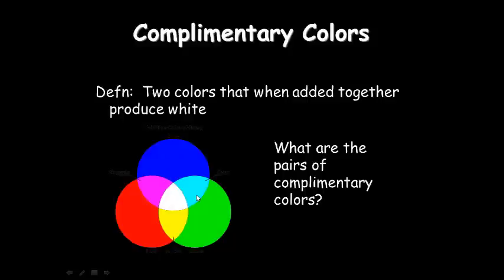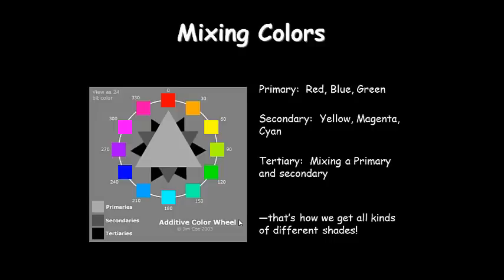Red's complement is cyan. The primary colors are red, blue, and green, and then we have secondary colors called yellow, magenta, and cyan. Adding different amounts of all of these different colors gives us infinite possibilities of shades.